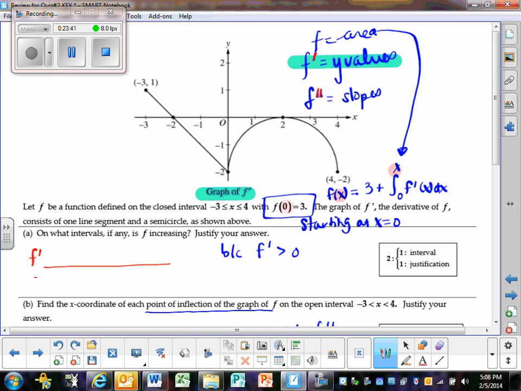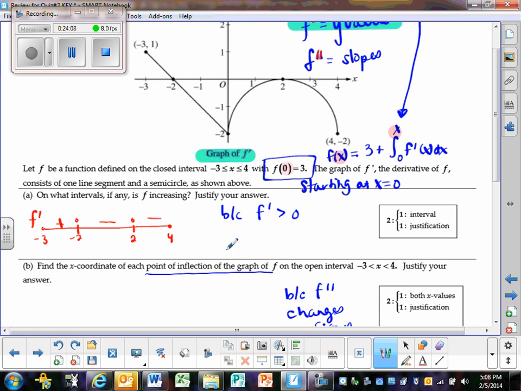The y values between negative 3 and negative 2 are positive. From negative 2 all the way over to positive 2, the y values are negative. And then from positive 2 to positive 4, the y values are still negative. So even though we touch the x-axis, we don't actually cross and change signs. So on what intervals is f increasing, where f prime is greater than 0, the correct answer is negative 3 to negative 2. We have our number line to justify, and we have the right reason down.